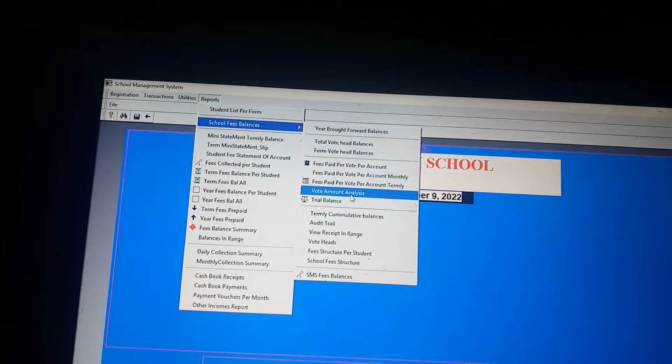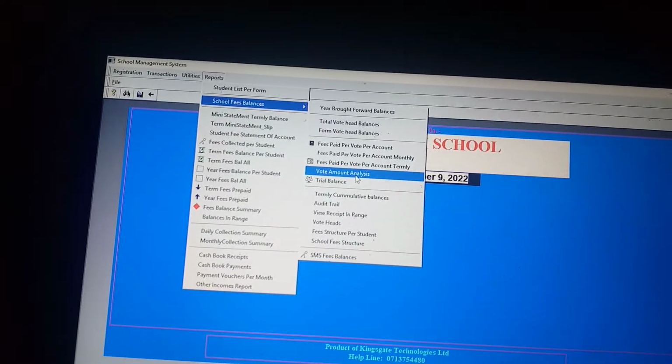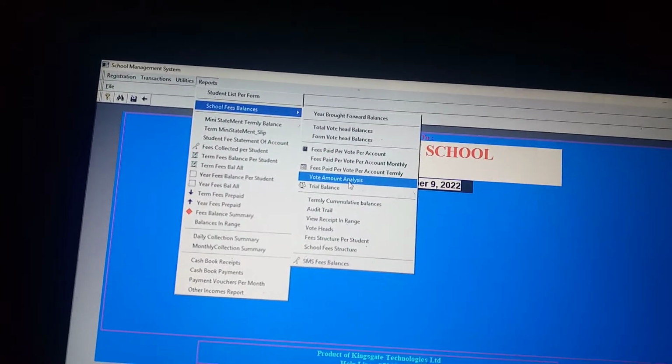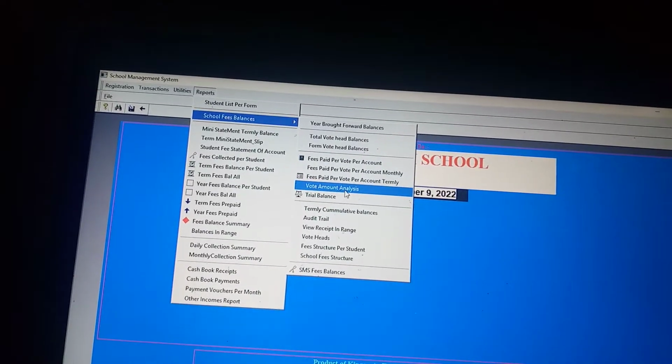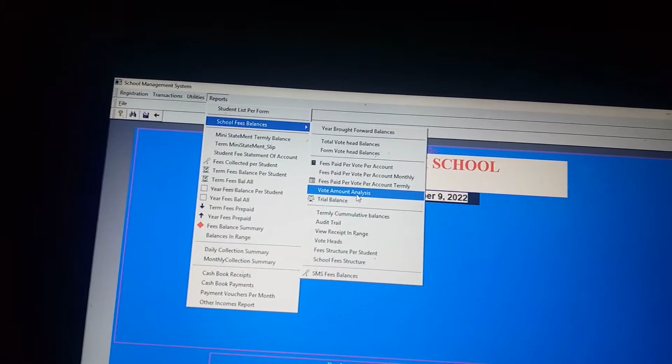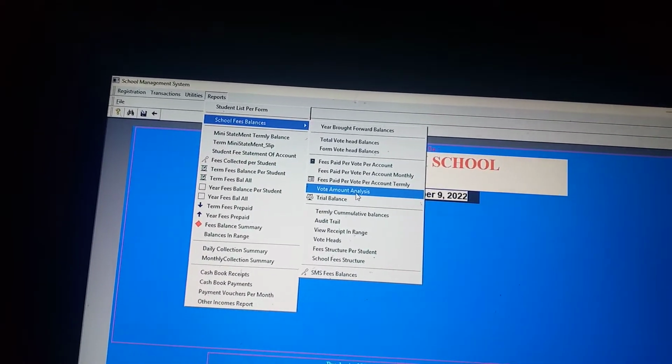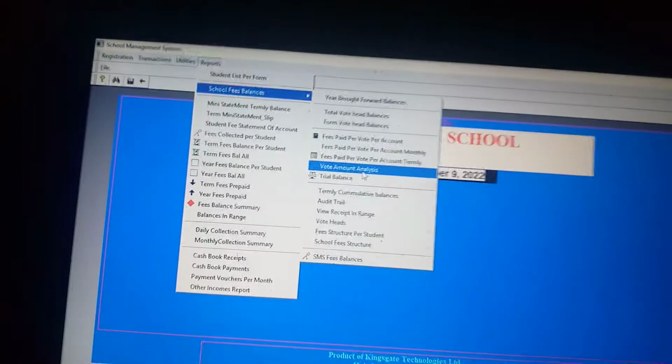How much do we have in every vote? How much have we received, and what is the balance? How much of boarding fees has not been paid? How much of personal emolument has not been paid, and how much have we received for planning purposes?